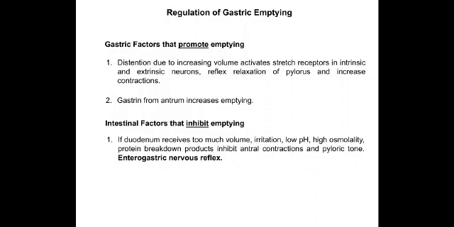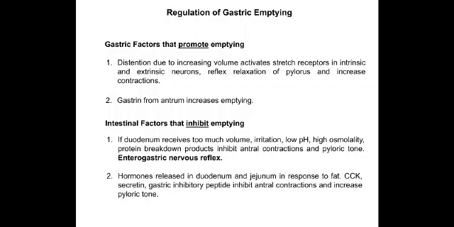The factors which inhibit emptying are: if the duodenum receives too much volume, irritation and low pH, high osmolality, and protein breakdown products, it inhibits antral contraction and pyloric tone, causing the enterogastric nervous reflex. Hormones released in the duodenum and jejunum in response to fatty food, cholecystokinin, secretin and gastric inhibitory peptide, inhibit antral contraction and increase pyloric tone.